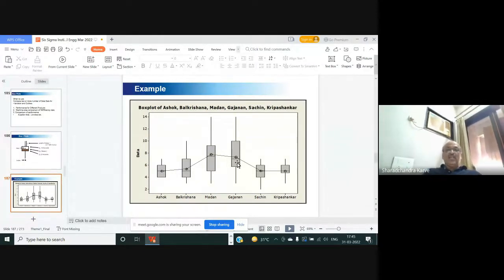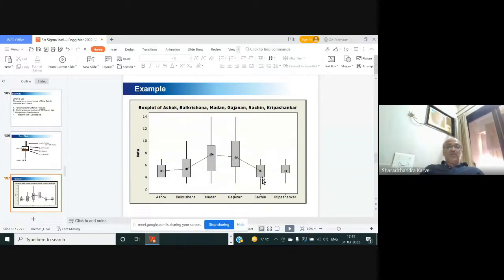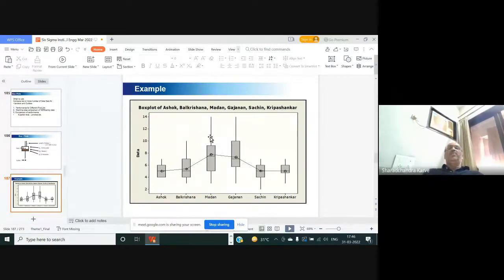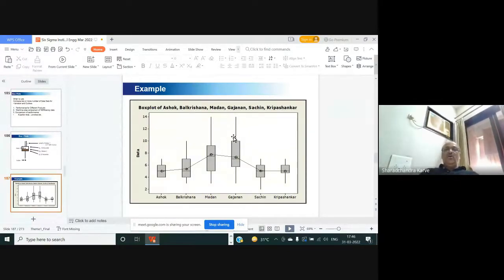Then you can also understand why Sachin is able to score even the lowest, sometimes even 2. So for what is good, you have to look at the process, and for what is bad, you have to understand why it is going wrong, and then find out the reasons. It is basically observations at the shop floor that will give you the clues, and if you are able to improve the variation of Madan and Gajanan, you will be improving the process. That is how it can be done.